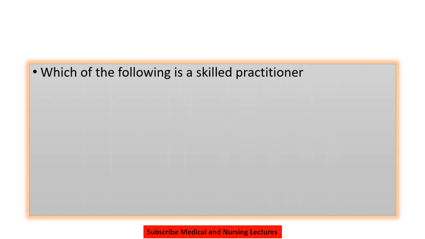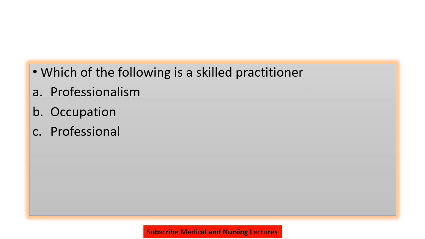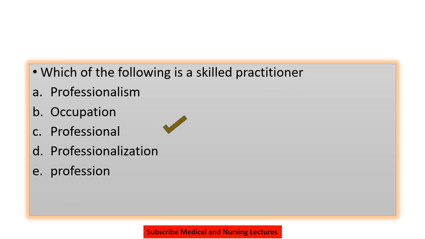Which of the following is a skilled practitioner? Option A is professionalism, B occupation, option C professional, option D professionalization, E profession. So here the correct option is professional, because a professional is a person who has knowledge about their own skills and also has the skills. So here the correct option is option C, professional.